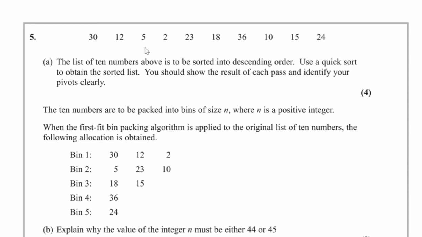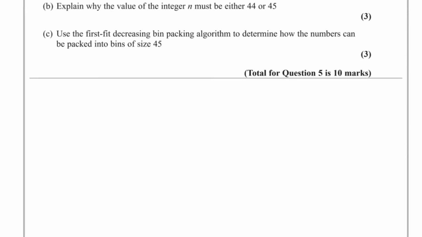Question number 5. We've got a list of 10 numbers above which need to be sorted into descending order. And to do this, we need to use a quick sort to obtain the sorted list. You should show the result of each pass and identify your pivots clearly. So, here is our original list of numbers, and for part A we need to use a quick sort to sort this list of numbers.